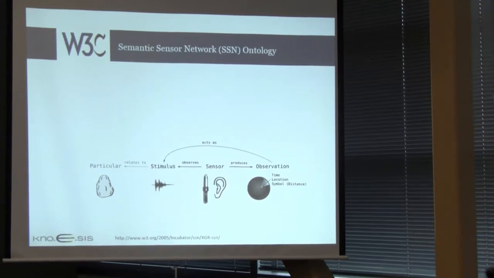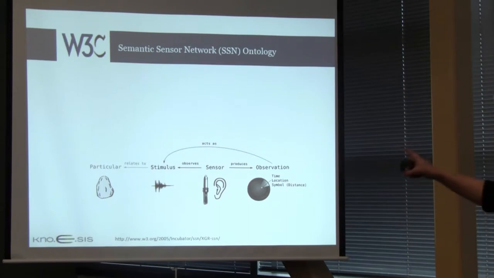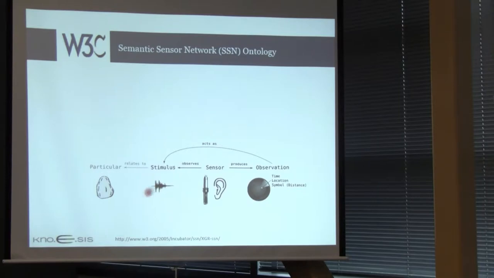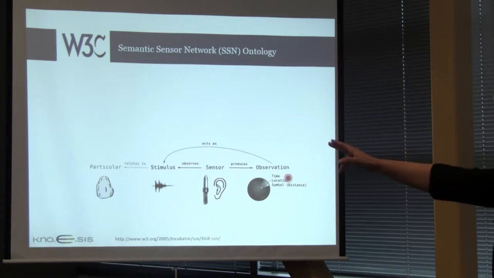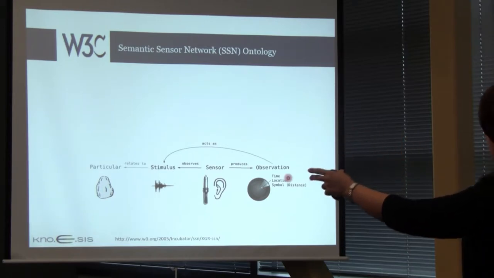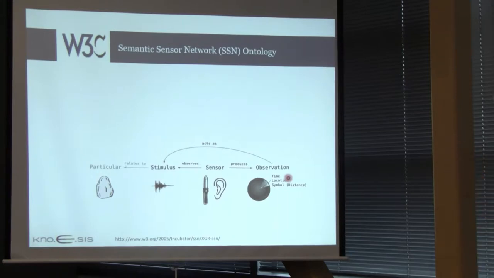So this is the sensor modeling that we have. If I select this, we have the stimulus and sensor observation. The stimulus is related to the property, and sensor produces observation. Also, observation acts as a stimulus. So you can see from this model, we can get time, location, symbol. This is how the symbol becomes meaningful. This is a sample of ontology.